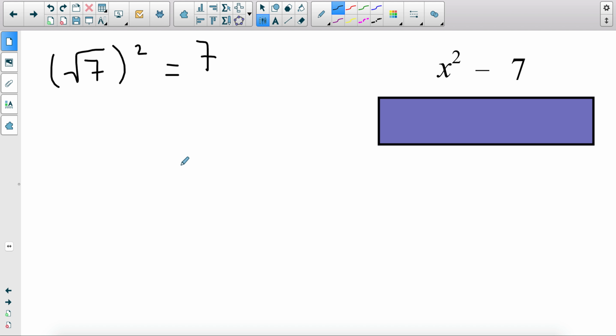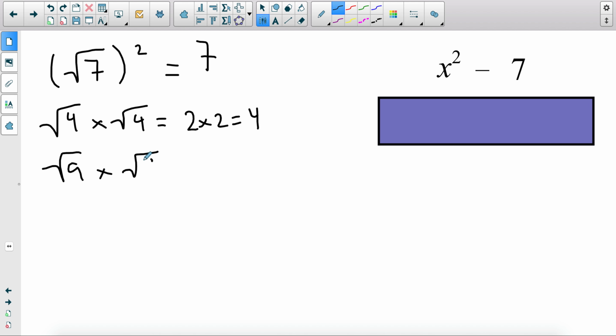You can check this in your calculator if you want to, but it is a general fact. The opposite of a square root is a square, so you are meant to get back to your number. They are inverse operations. If you're not convinced, you can try it with, for example, square root of 4 times square root of 4, and that is 2 times 2, which is 4. Another example is square root of 9 times square root of 9. That's 3 times 3, which is 9. So whenever you square a square root, you always end up with the number inside.